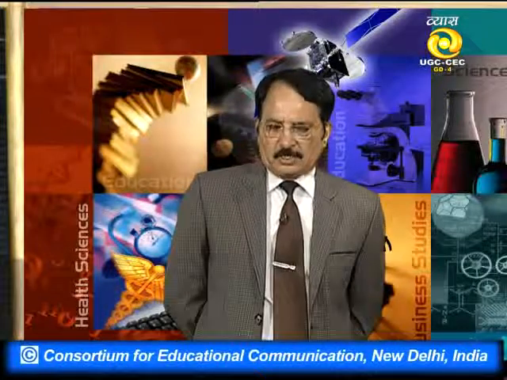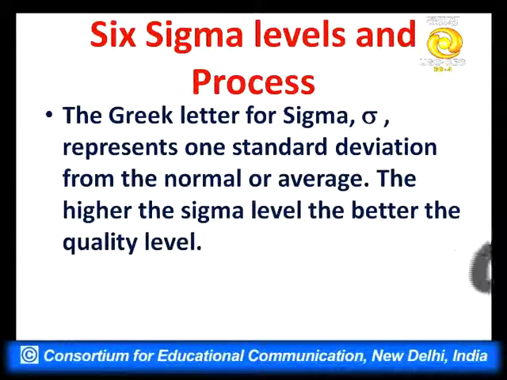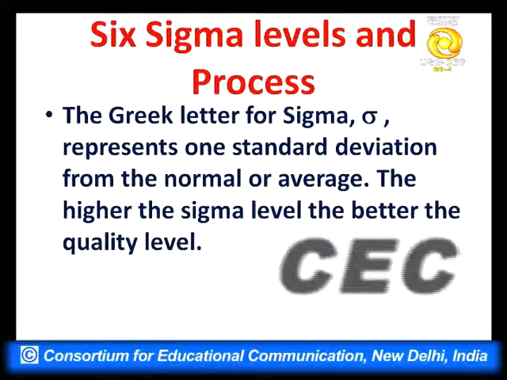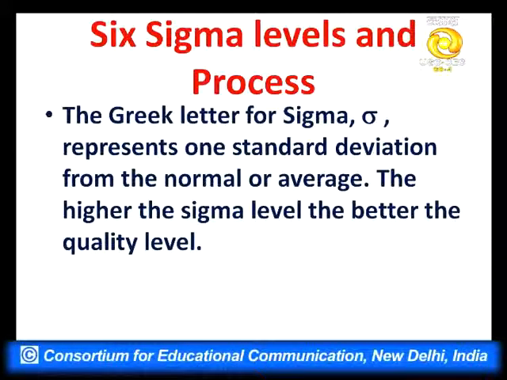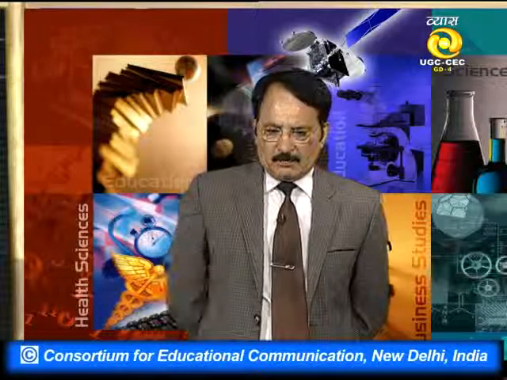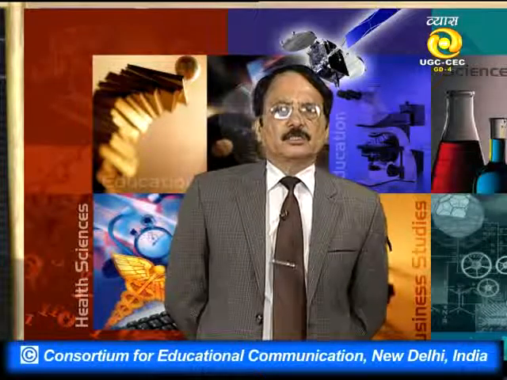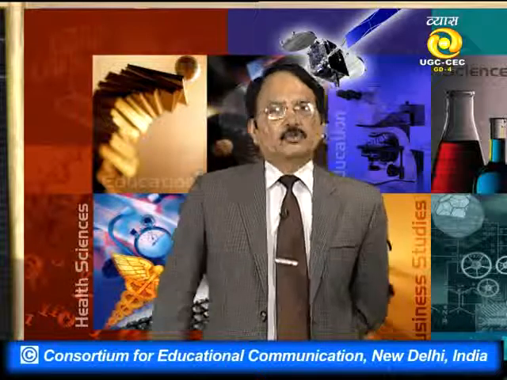And we have also discussed sigma levels in our previous lectures. The Greek letter sigma represents one standard deviation from the normal or average. The higher the sigma level, the better the quality level of the product or the service. If we have 1 sigma, 2 sigma, 3 sigma, we will say 3 sigma is better than 1 sigma. Similarly, 6 sigma is better than 4 sigma. 6 sigma says that only 3.4 defects per million, and similarly 1 sigma shows 690,000 defects per million opportunities, and so 1, 2, 3, 4, 5, 6.